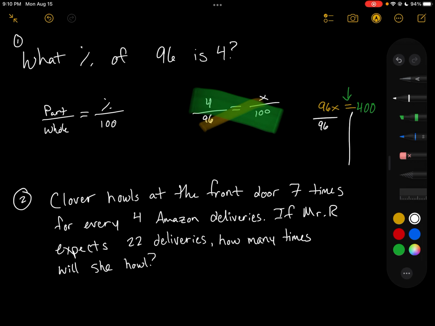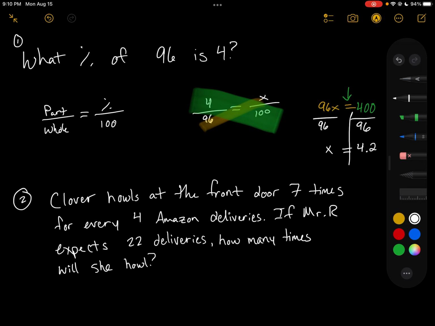So you have 96 times x. The inverse operation is division. So we're going to divide by 96 on both sides. And now we can jump into calculator math. 400 divided by 96. If you want to leave it as an improper fraction, that's okay. You can also punch it into the calculator, and we'll get a nice long repeating decimal, so we can just round this to 4.2. And that would be our answer.